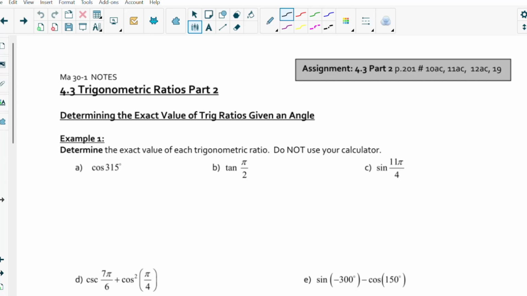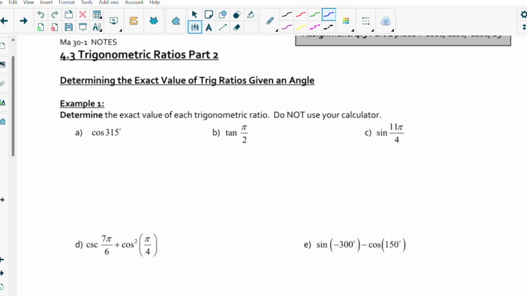Okay, welcome back. 4.3 Trigonometric Ratios, Part 2. Determining the exact value of trig ratios given an angle. Example 1. Determine the exact value of each trig ratio. Do not use your calculator.